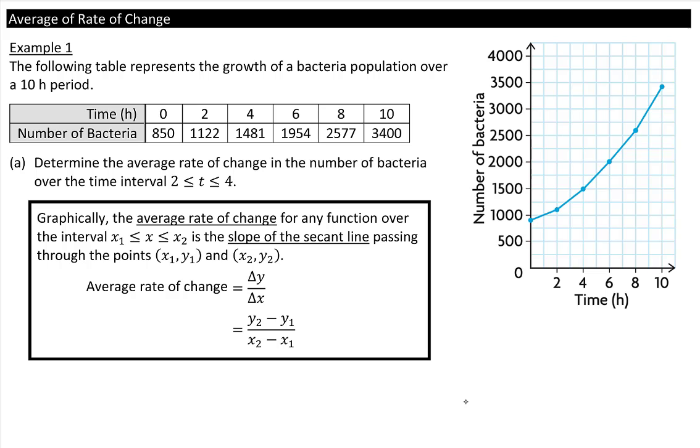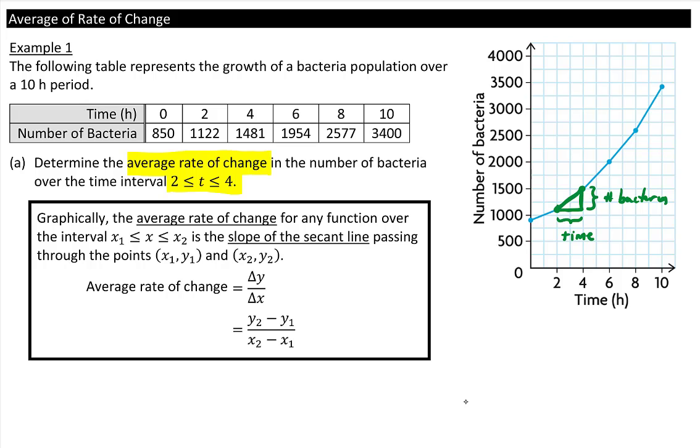Part A. Determine the average rate of change in the number of bacteria over the time interval 2 to 4. So if we want to find the average rate of change, we're trying to find the change in the number of bacteria at 2 and at 4 and compare it to the time. And if you think about what that is, here is the change in the number of bacteria, and here is the change in time. And essentially we're looking for the slope of a secant.